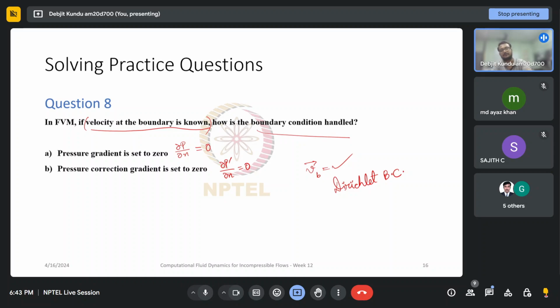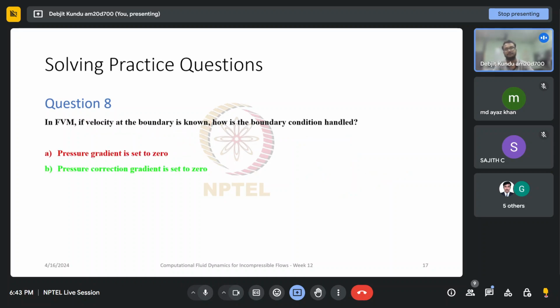Okay, so let's have a look at the solution. It is actually option B. The pressure correction gradient is set to 0. So basically what it means is something like this. Let's say this is my cell and this is my boundary. And the velocity over here, let's say some UB that is known to me.